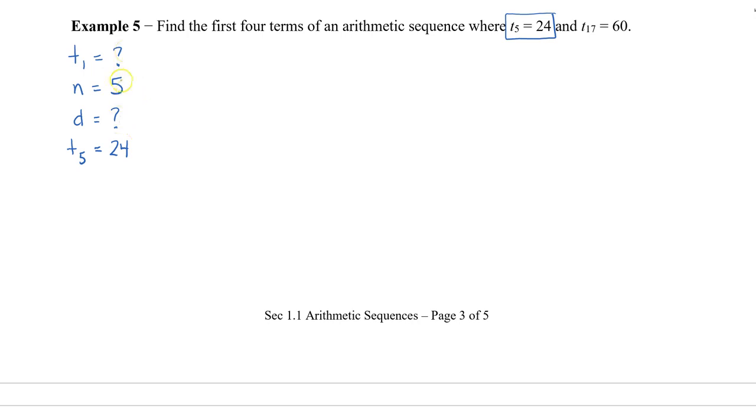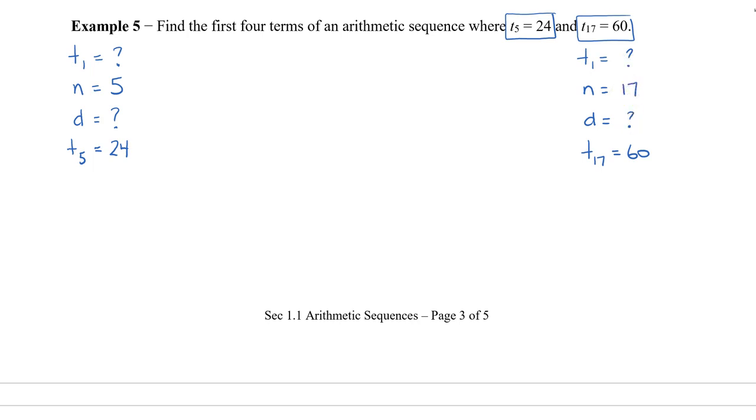Now we have 2 unknowns, and it's actually impossible to figure out what T1 and D are if you only have this one set of information. However, we also know that T17 is equal to 60. So we're going to use this second piece of information to list out another set of T1, N, and D. I'll put T17 this time because we know that's 60. Again, we don't know T1, we know N is 17, and we don't know what D is.